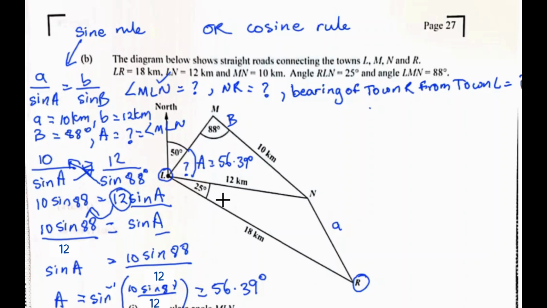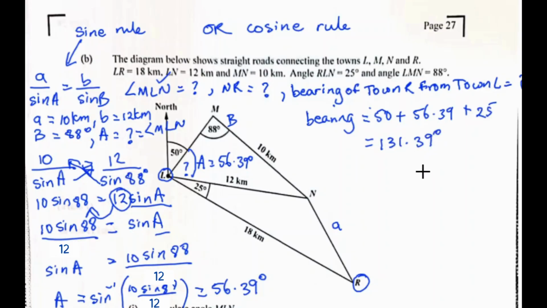That's simple enough because we have already found our missing angle here, which is 56.39 degrees. So the bearing is equal to the sum of all of these angles: 50 plus 56.39 plus this angle at the bottom here, which is 25, and that gives me a bearing of 131.39 degrees. So this brings us to the end of this question.